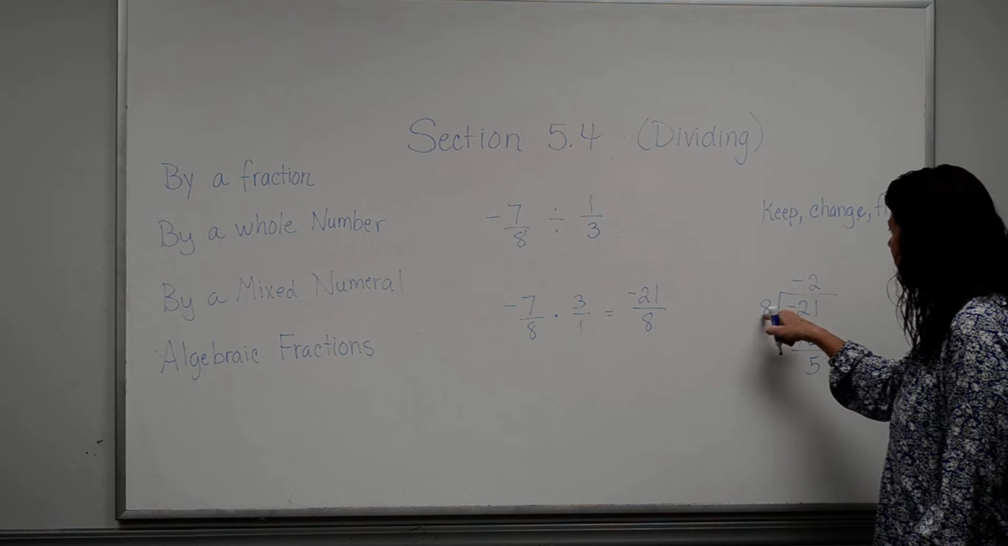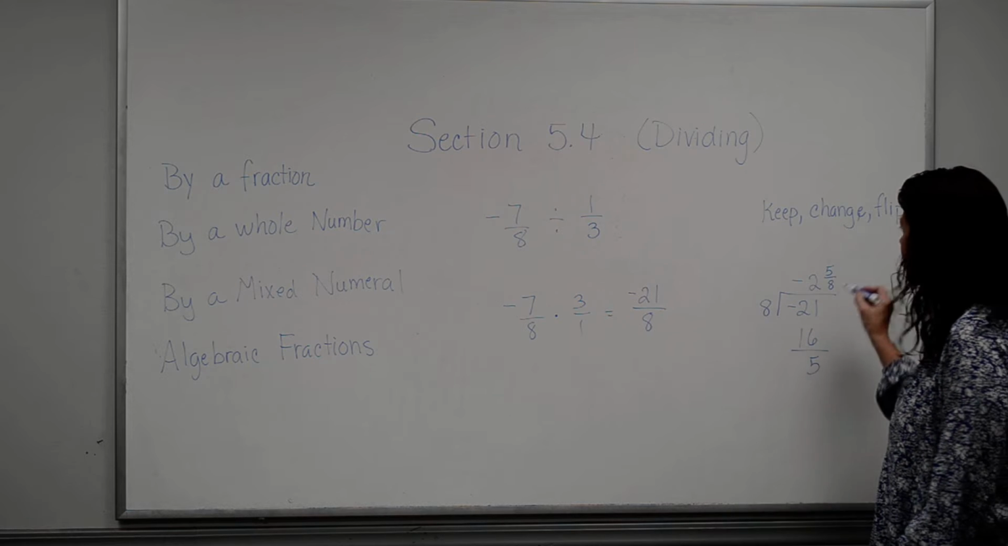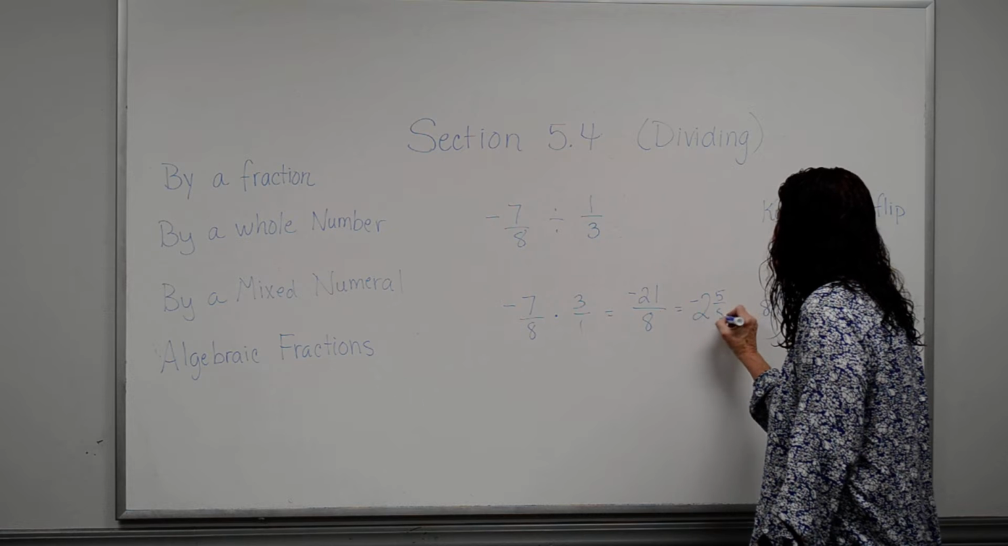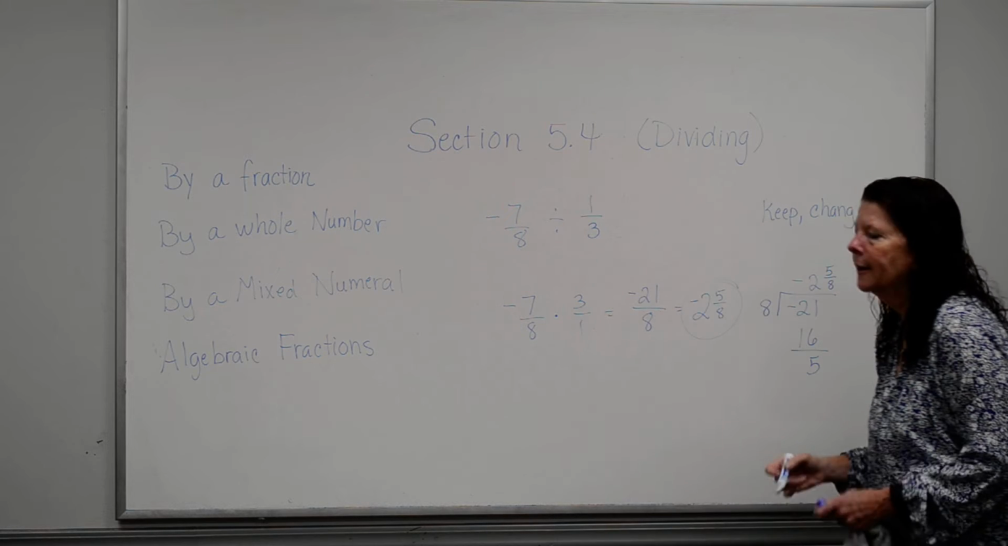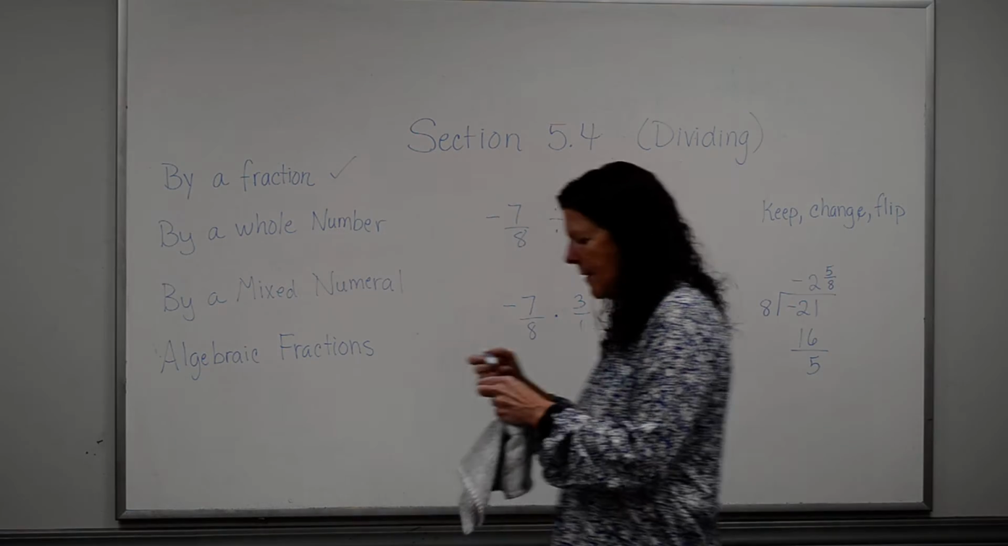You take your remainder, place it over your divisor. So your final answer here is -2 and 5/8. Okay? All right, so that's dividing a fraction by a fraction.